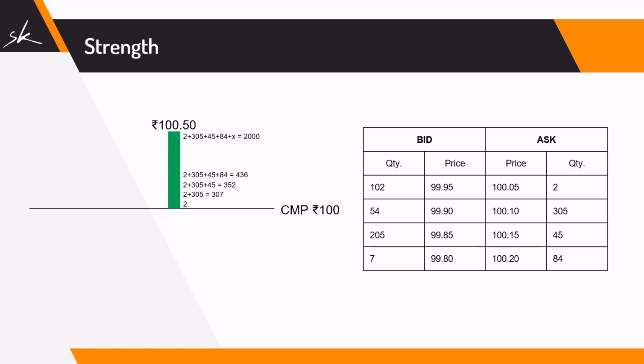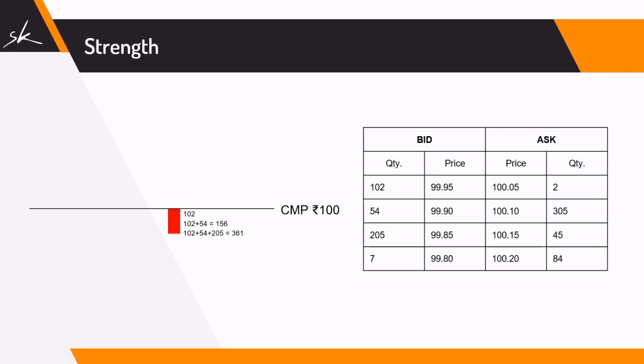Similarly, if I want to sell 2500 shares, by selling 5 paise cheap, I can only sell 102 shares. If I sell 10 paise cheap, I can sell 102 plus 54, which is 156. If I sell 15 paise cheap, I can sell 361 shares. If I sell 20 paise cheap, I can sell 368 shares. The cheaper I sell, the bigger the quantity I can get. Therefore, for 2500 shares, I might have to sell 40 paise cheaper than the current market price.